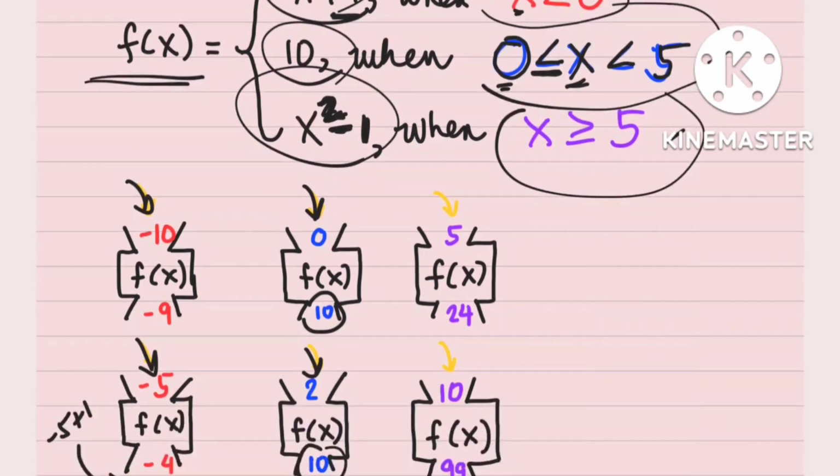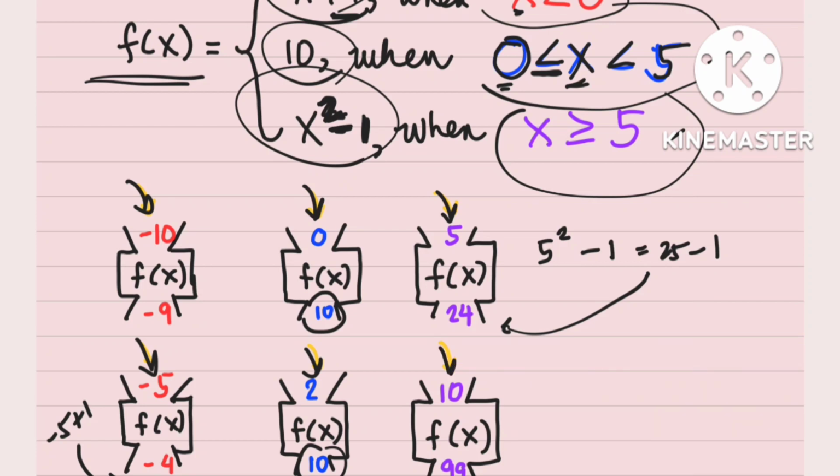Now, what if I input 5? 5 is within the interval x greater than or equal to 5. So I will have to square 5 and then subtract 1 from the result. So the output that I'll get will be 25 minus 1, which is equal to 24.